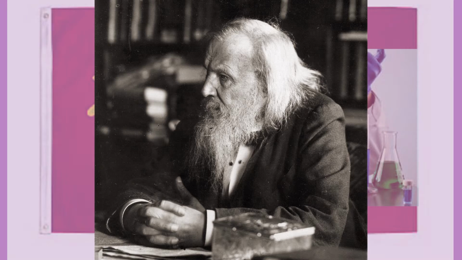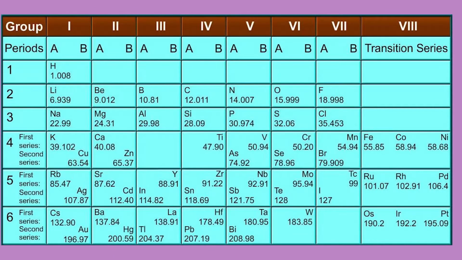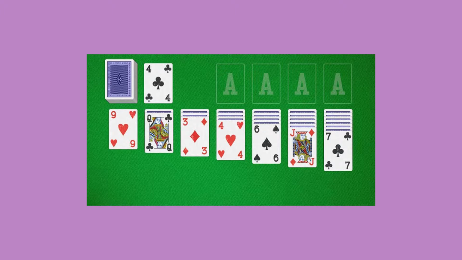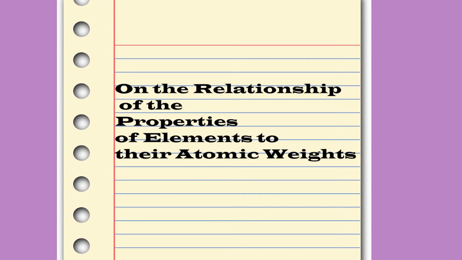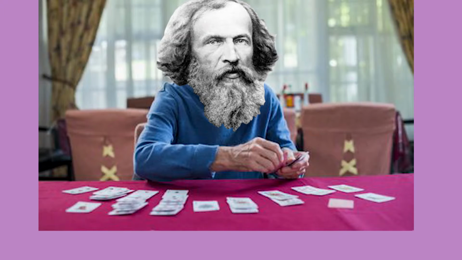In 1869, Russian chemist Dmitry Mendeleev produced a periodic table based on atomic weights, but arranged periodically. It was based off a card game. He also published a paper entitled On the Relationship of the Properties of Elements to Their Atomic Weights. Mendeleev really be out there finding elements while playing cards, huh?